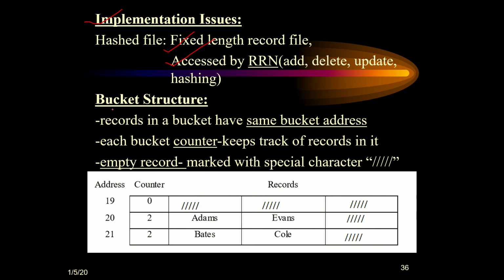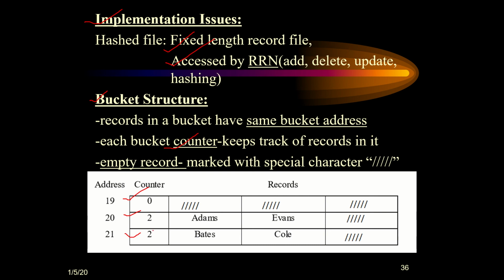Okay, so the next concept which you need to see is the bucket structure. How does it look and how does it work? So, as I've already told, records in a bucket have the same bucket address. So here I'm having a counter for every bucket address. Consider that this 19 is my bucket address and the counter is set to 0. In the sense, now none of my records inside that particular address is occupied. Now here when I see it as 2, in the sense that particular bucket address is containing 2 records, and similarly for the 21 as well, it is containing 2.